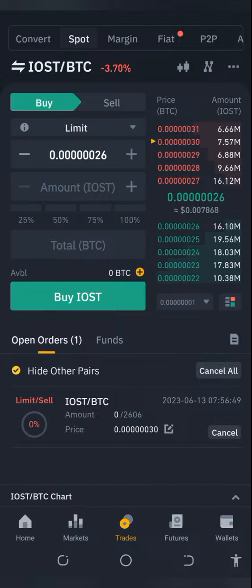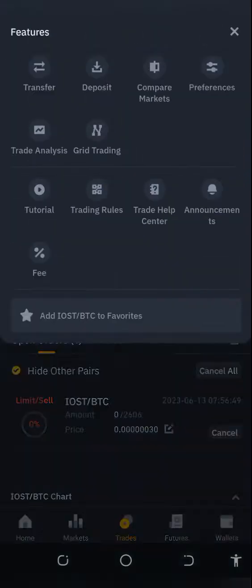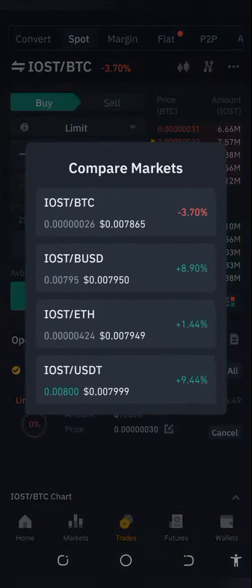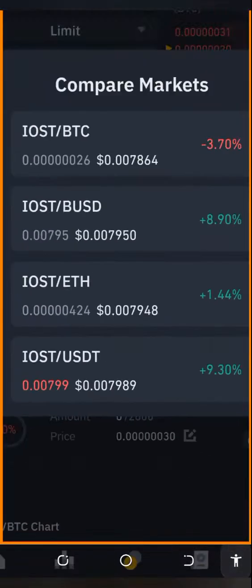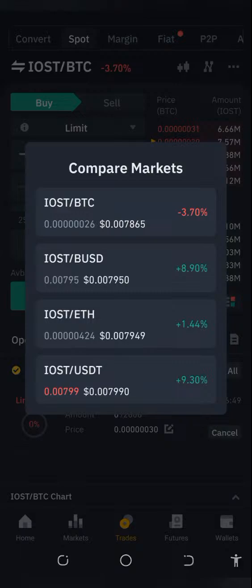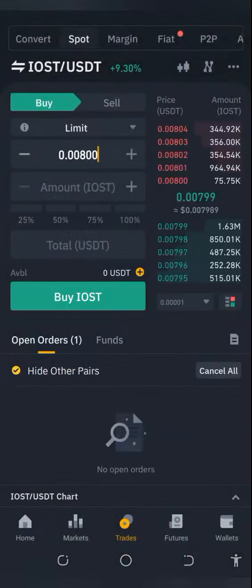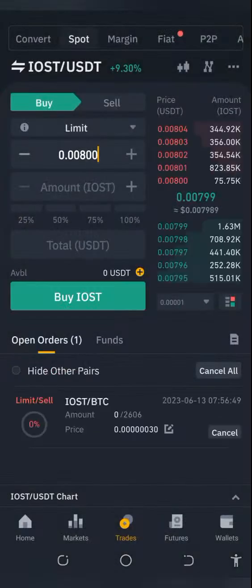And now all I just want to do is to quickly opt out of this. Now let's go and check. We have this IUST here, right? But let's check what the prices are. Wow. You can see that the price IUST USDT is the highest. So I'm going to have to quickly do this before it begins to depreciate. So let's do this quickly.